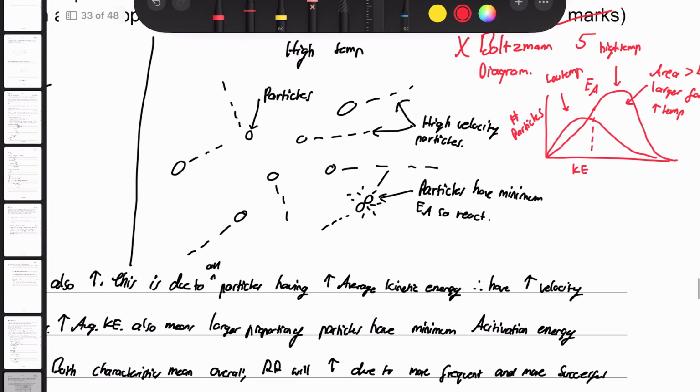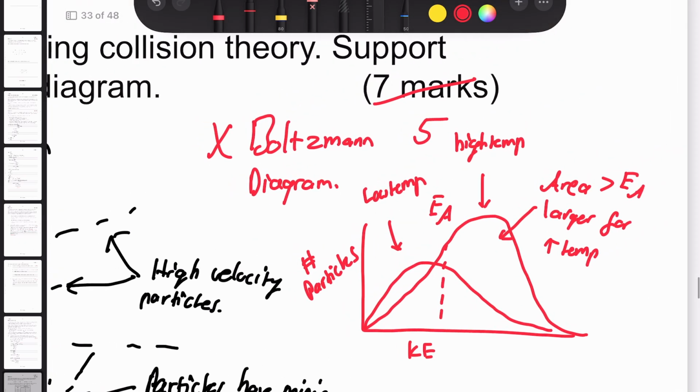Yeah, my explanation was fine. My diagram was just not. You got 2 marks for doing a Boltzmann diagram. No, I said I didn't, so I knocked myself 2 marks there. The actual one that they use for the marking key has been blocked off due to copyright, I think. Let me find it.